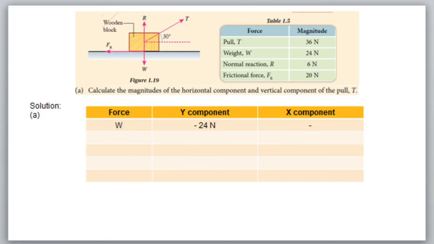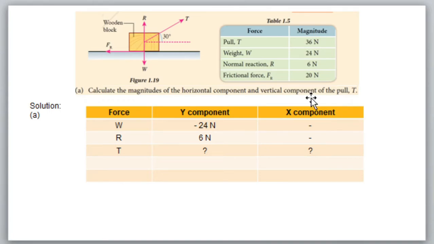Let's continue. How about R, which is the normal reaction? So normal reaction is also the same as weight. It does not have an x component, so we do not need to resolve it into an x component. So R will be 6 Newton and the sign is positive y. Get it? Next, how about T, which is the force that we need to resolve to horizontal and vertical?